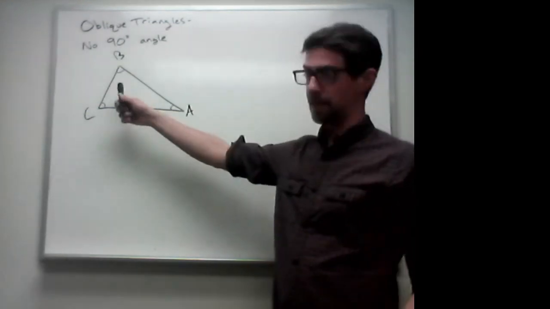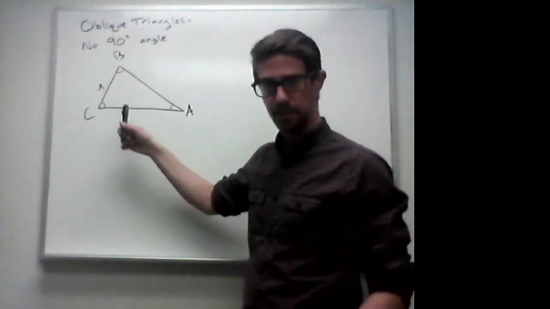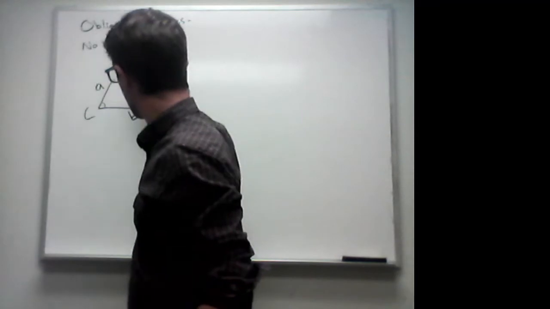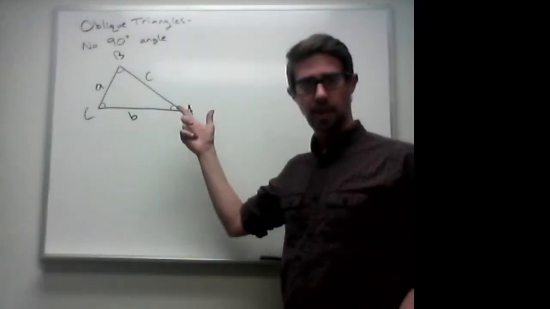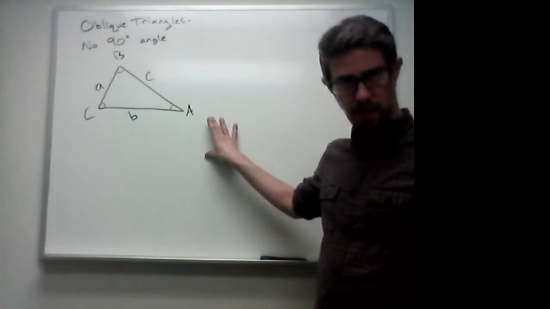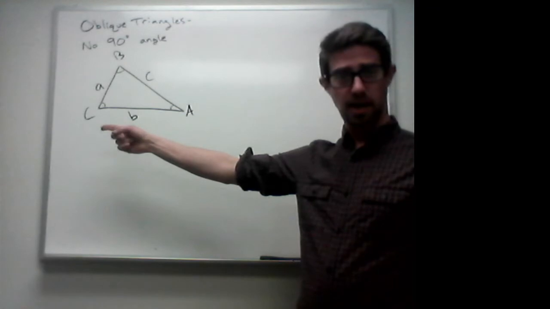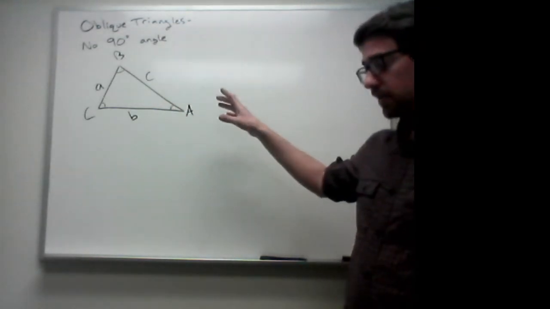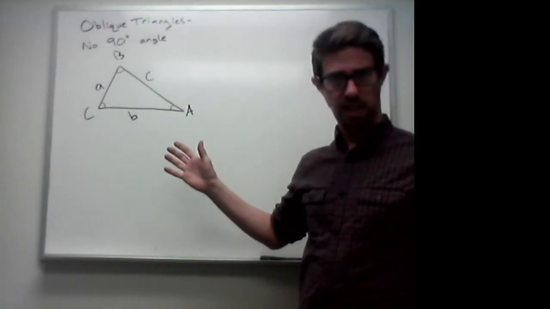So the side opposite angle A is side A. The side opposite angle B is side B. The side opposite angle C is side C. So lowercase letters for the sides, uppercase letters for the angles. However you label it, if this were angle A, this would be side A. That's the only important thing, that they all match up. Otherwise, the formula I'm about to show you doesn't mean anything and it doesn't work.